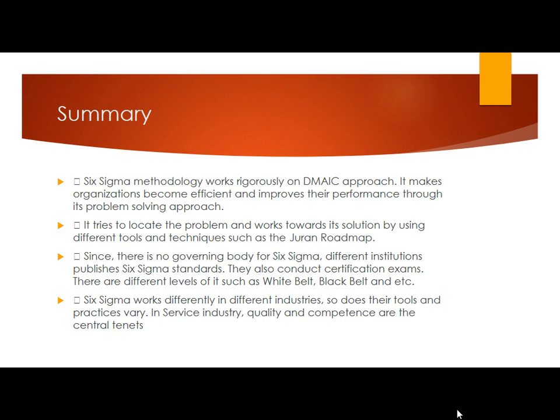Six Sigma works differently in different industries, so do the tools and practices vary. In the service industry, quality and competency are the central events. Apart from that, we have learned that in any Six Sigma project, every team member has a specific role. The seven specific roles in any project are leadership, sponsor, implementation leader, coach, team leader, team member, and process owner. Every Six Sigma black belt must possess qualities like leadership skills and communication skills, etc.